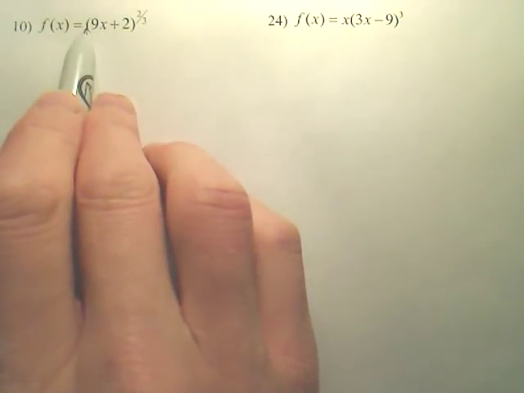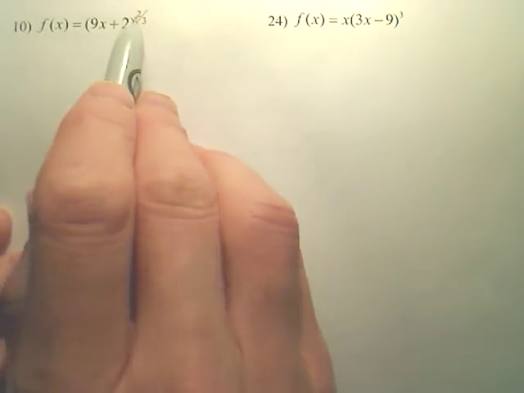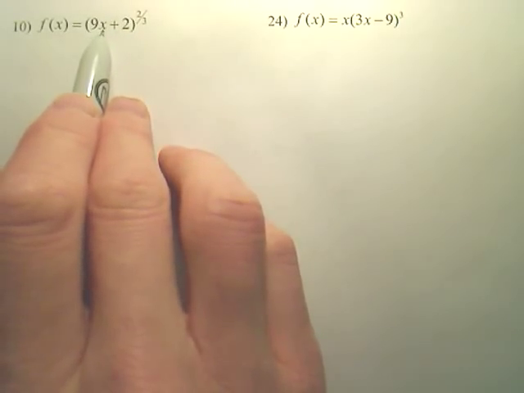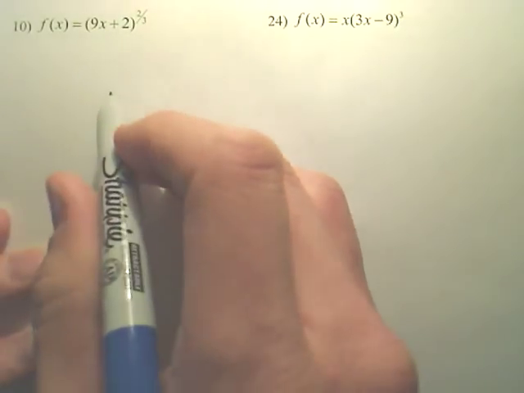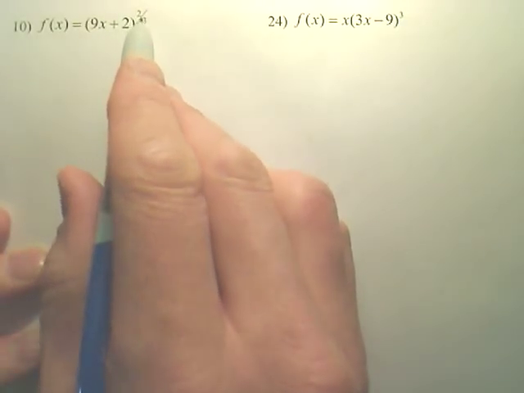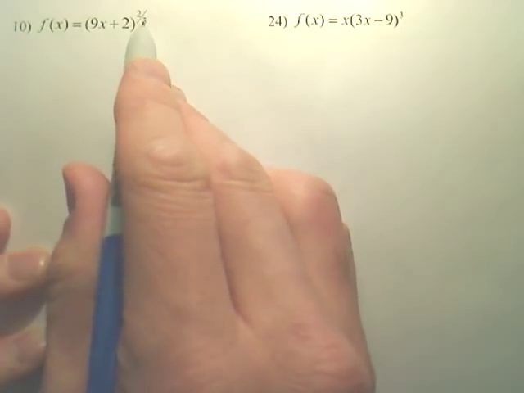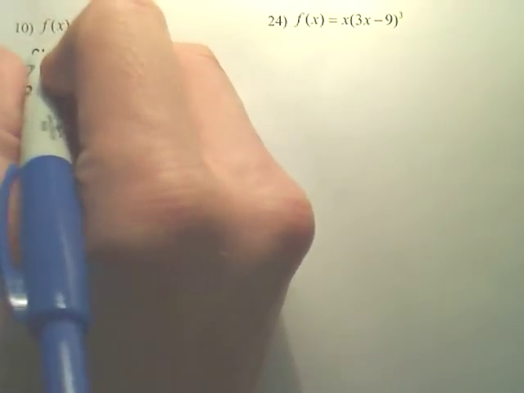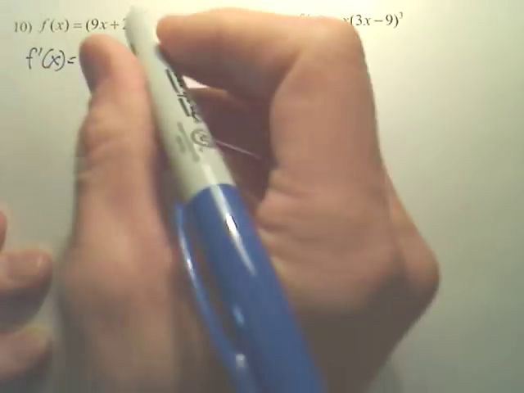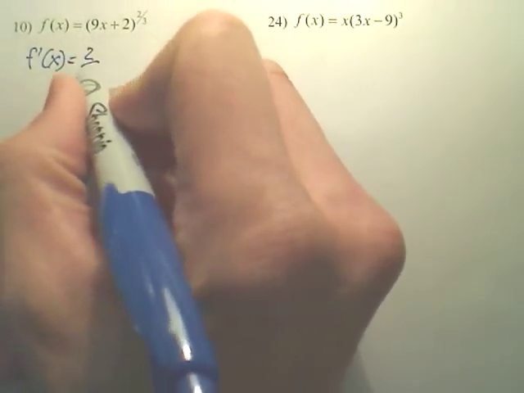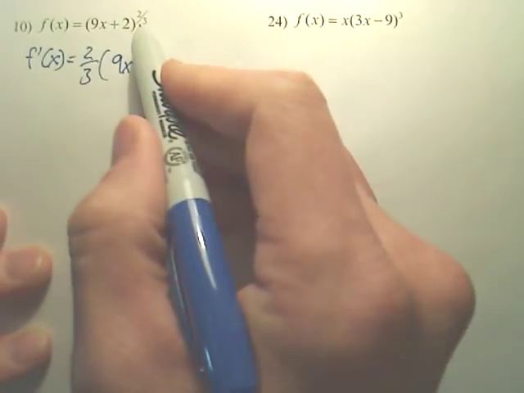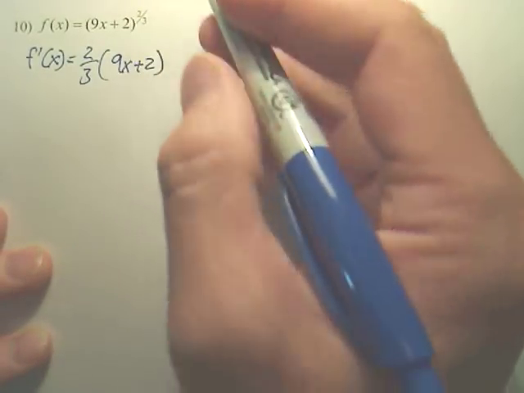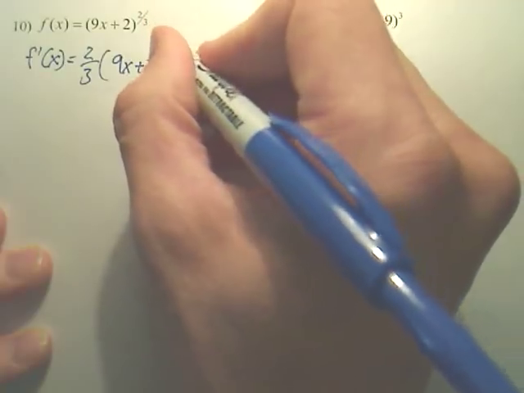Alright, to derive this one, I was about to say factor, what you're going to do is, this is a chain rule. You should see something embedded inside of something else. And to do that, basically you derive the outside. So the outside is this 2/3 power. So the derivative, you take the 2/3, put it out front, leave the 9x plus 2, and then you subtract 1 from 2/3, leaving you negative 1/3.